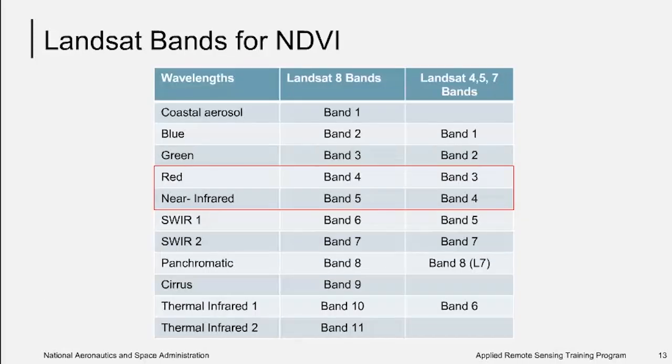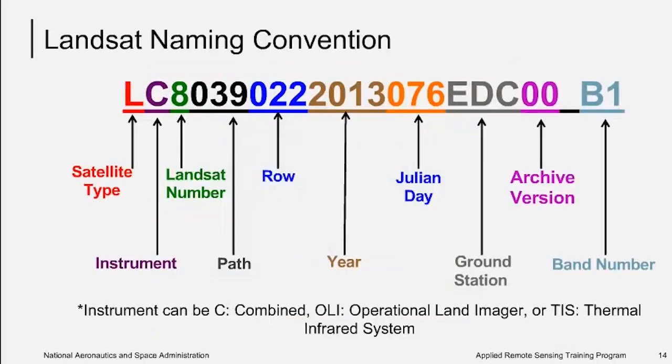This table summarizes the differences in band numbers between Landsat 8 and the other Landsat sensors. The red and near-infrared bands, which are the ones that are important for NDVI, are bands 4 and 5 for Landsat 8, and bands 3 and 4 for Landsat 4, 5, and 7. It's important to know this when calculating NDVI using the geospatial software that we'll see in this exercise today.